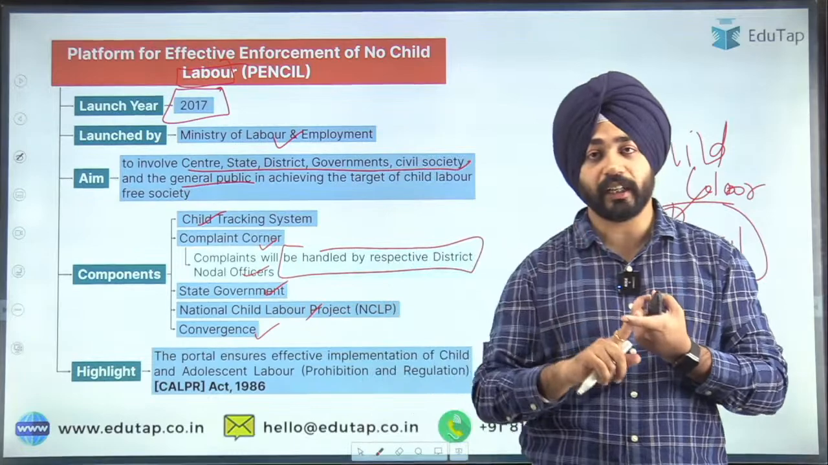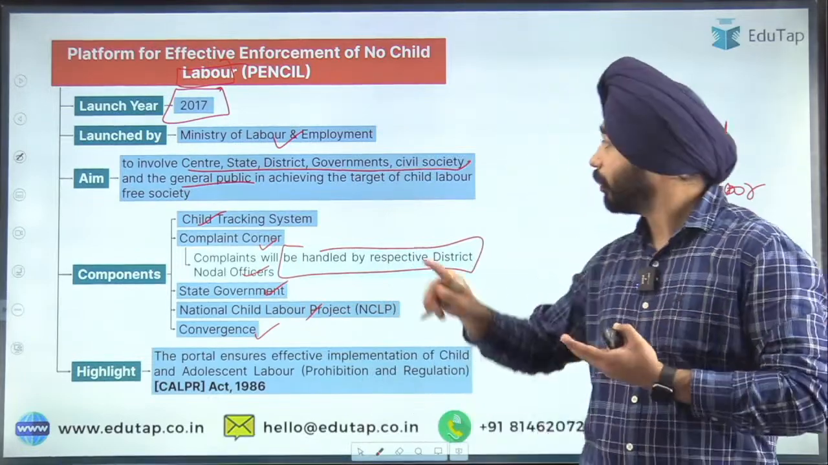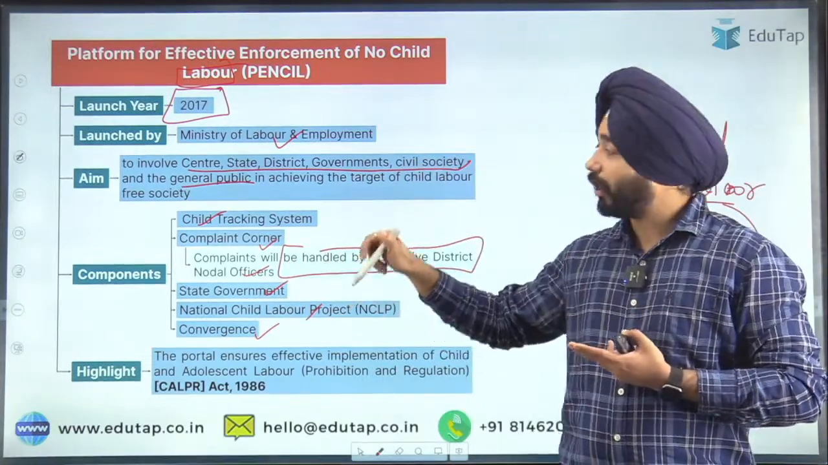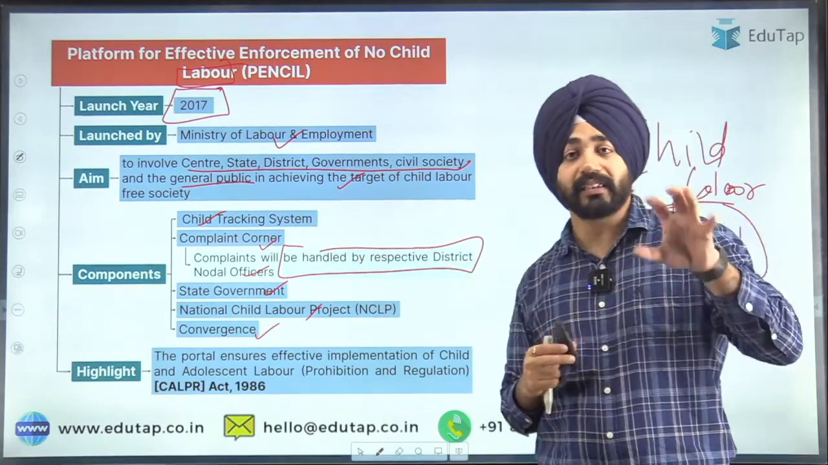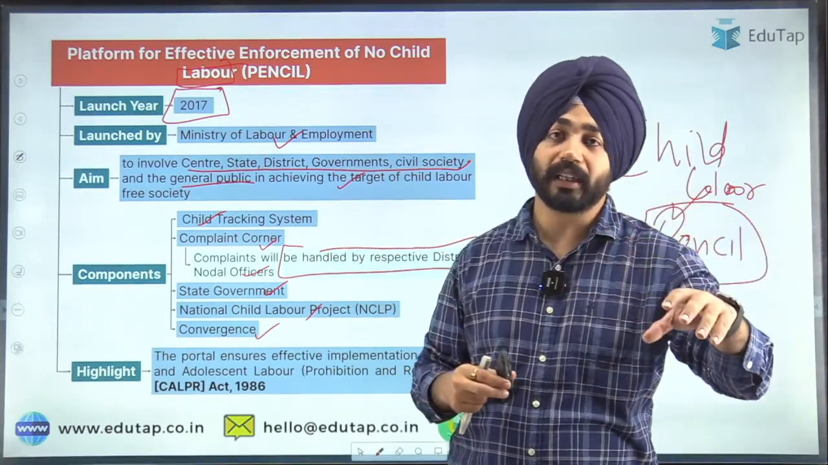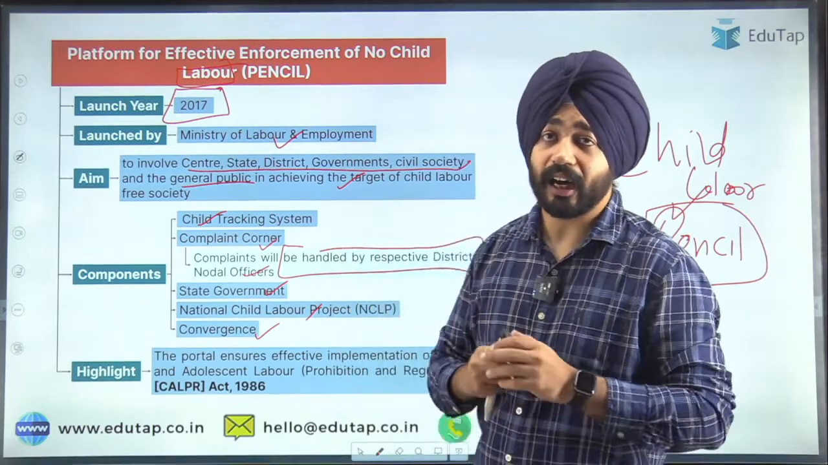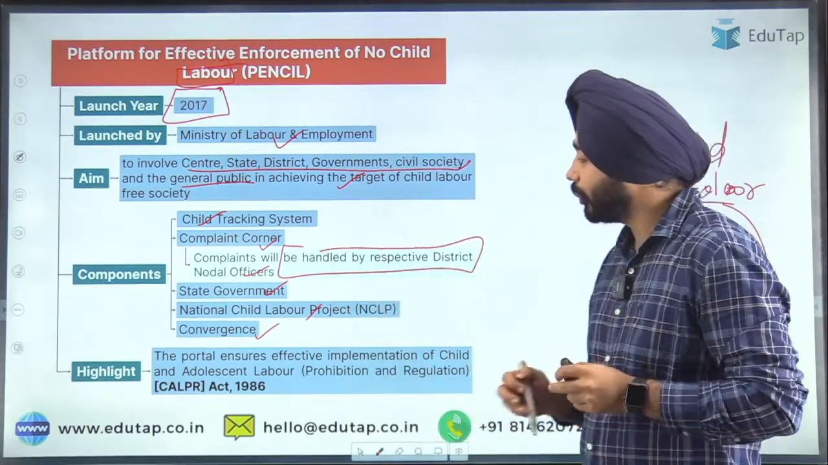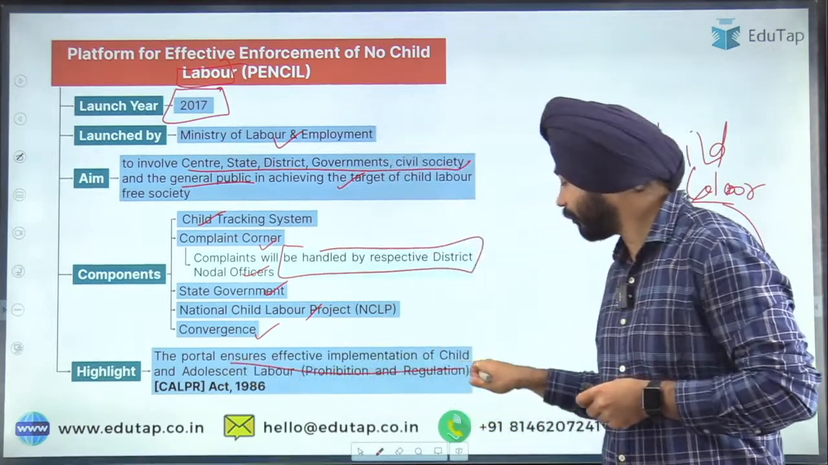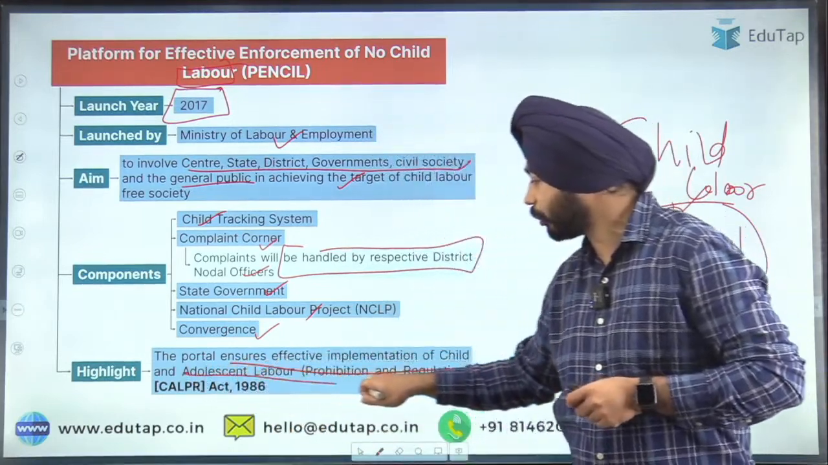Center is involved, state is involved, district agencies are involved, civil societies are involved, and even the general public is involved, which means each and every perspective, each and every source of persons are being heard and covered here. Okay, let's move to the next: it will ensure effective implementation of the Child Labour and Adolescent Labour Prohibition Act.